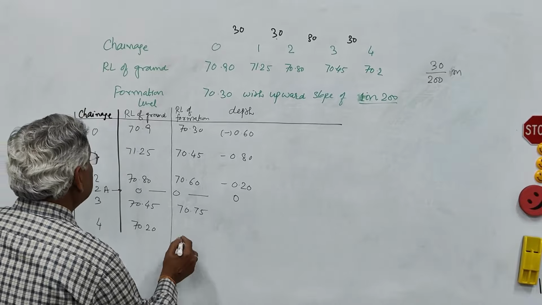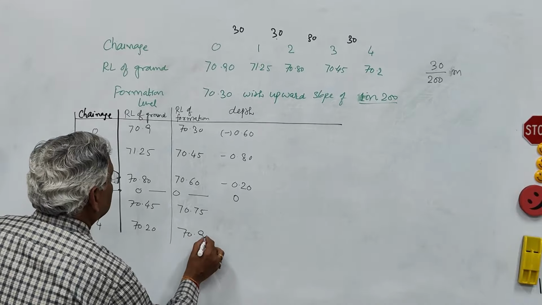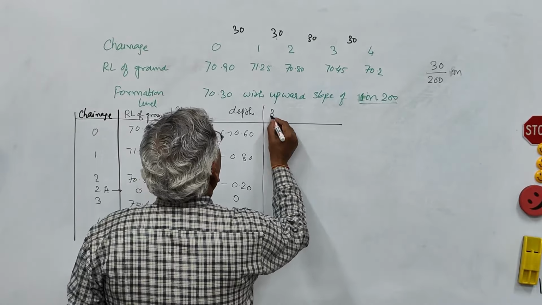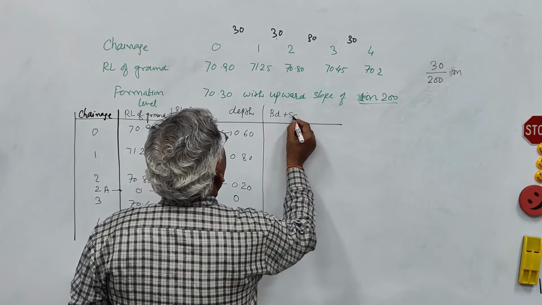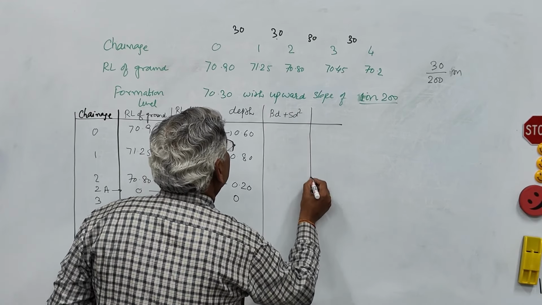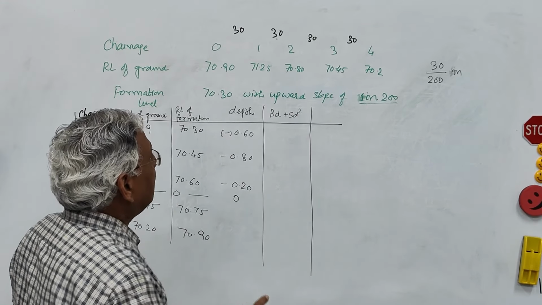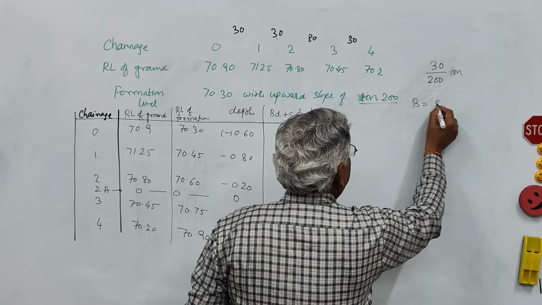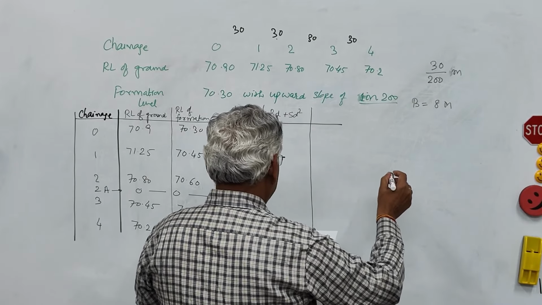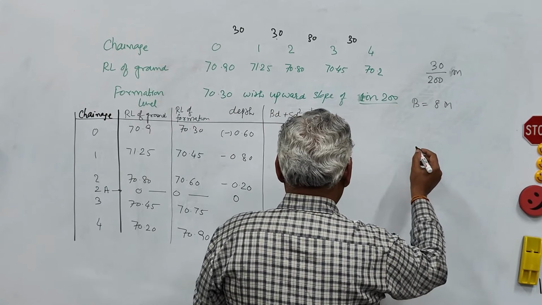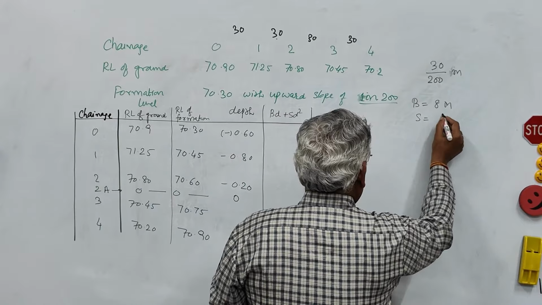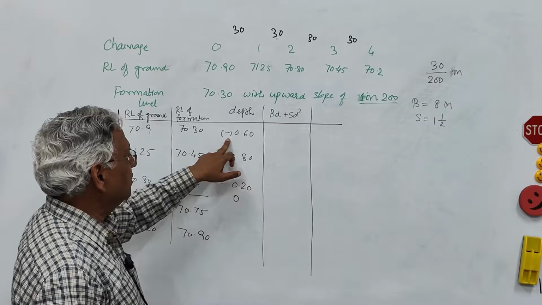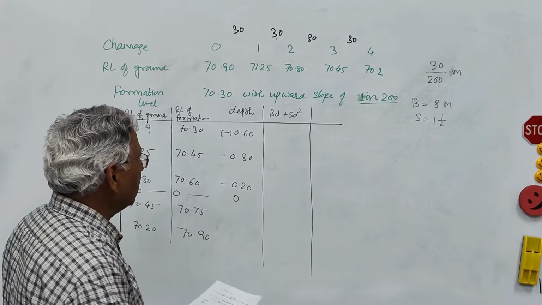Now the next point will be 70.9. Now you can calculate the area. Area is BD plus SD square. The side slope, okay, the B in the question is 8 meter and S is 1.5. So you can calculate BD plus SD square here.